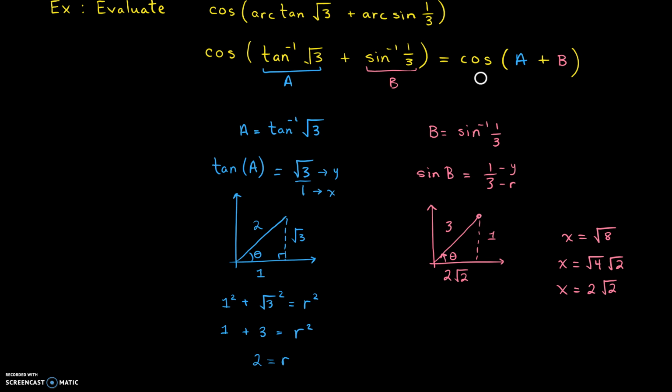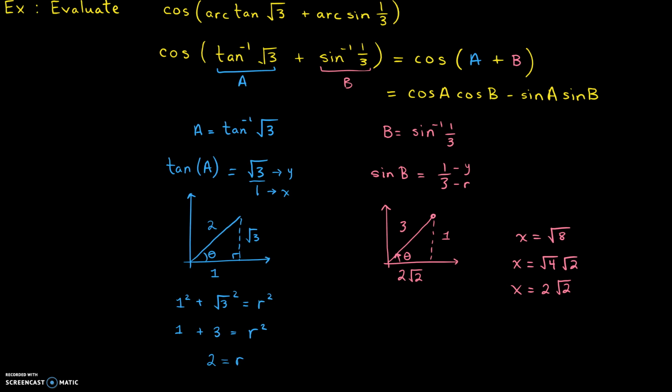This right here is our sum identity. And so what does this equal? So what does all that equal? Well, the identity is cosine of A times cosine of B minus sine of A times sine of B. And so we now got to figure out, okay, well, what is cosine of A? What is cosine of B? What is sine of A? Sine of B. In fact, maybe I should color code these things.